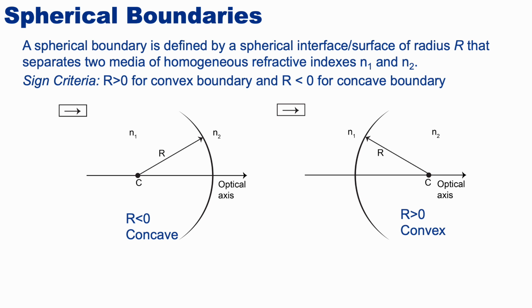So first of all, let me describe what a spherical boundary is. A spherical boundary is a spherical interface that has a radius r and separates two media with a different refractive index. And we're going to use the following sign criteria. We're going to define that the radius is positive for convex boundaries, and negative for concave boundaries.